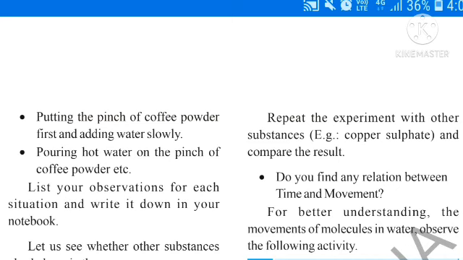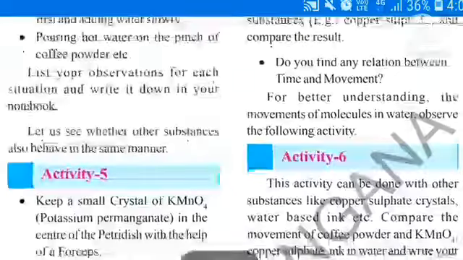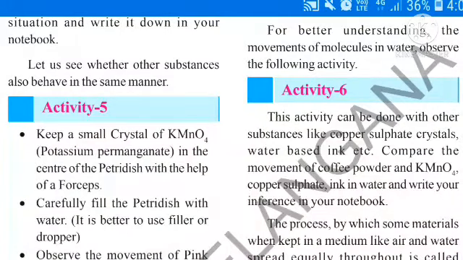Next activity. Keep a crystal of KMnO4. KMnO4 means potassium permanganate. Keep a crystal of KMnO4 in the center of the petri dish, a bowl, with the help of forceps. Carefully fill the petri dish with water. Observe the movement of pink color in the petri dish every minute.